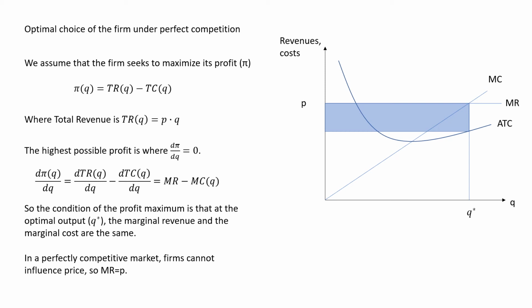This profit can be calculated by simply taking the area of this rectangle. And this is how you can do it. You calculate the average total cost at Q star, and then you take simply the difference between the market price and the ATC at the optimum output, and you multiply it by the optimal output again.